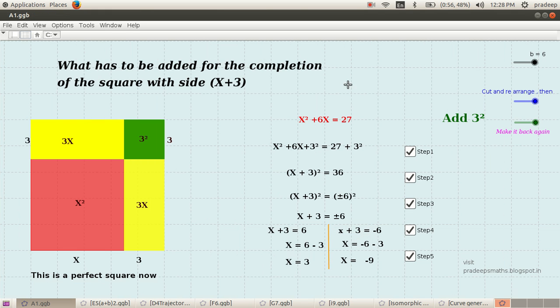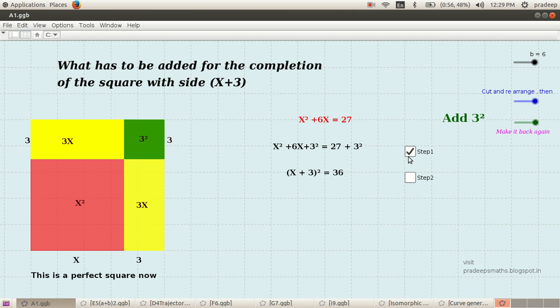Here, if we consider this a practical problem, x is the length of a side of a square. It cannot be negative. Therefore, if it is a practical problem, x equal to 3 is the only solution. But if it is a mere quadratic equation, it has two different, distinct solutions.